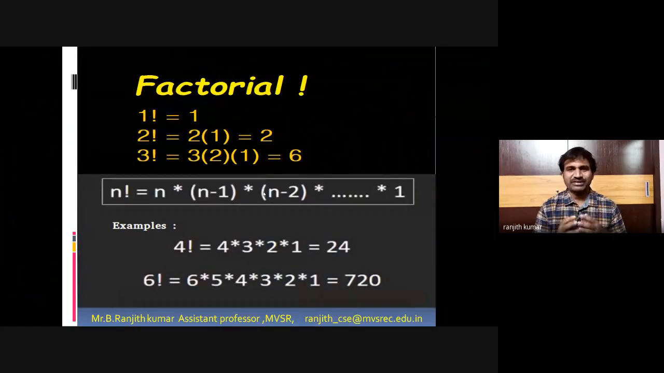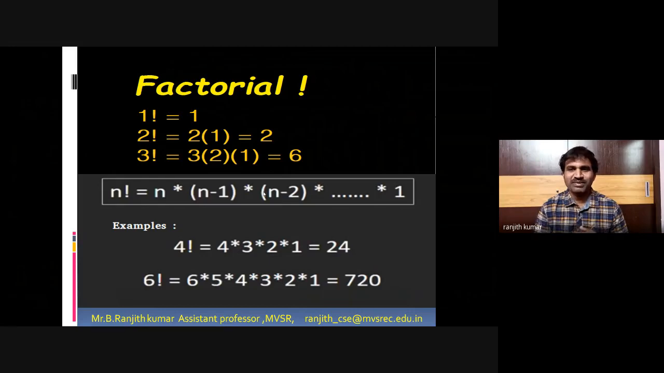So how will we calculate a factorial? Whenever we say 4 factorial, it is 4 into 3 into 2 into 1. 6 factorial is 6 into 5 into 4 into 3 into 2. So whenever the factorial of n is asked, n into n minus 1 into n minus 2 up to 1 is multiplied.